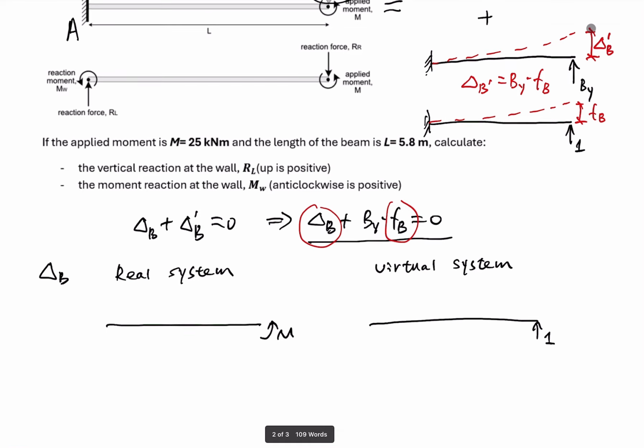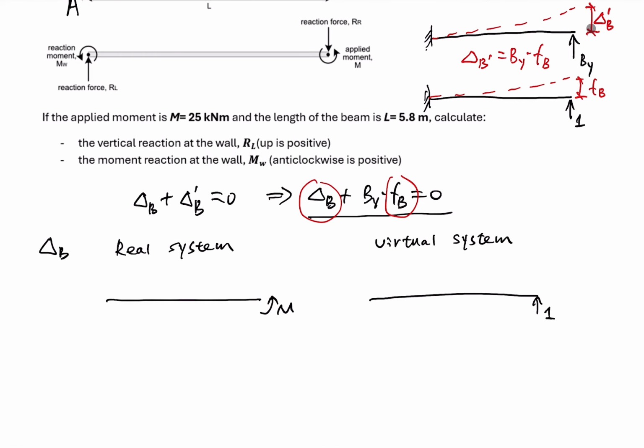For the real system and virtual system, if we want to use the virtual work method, we can write down the equation that delta B is equal to the integral from 0 to L of small m, the virtual internal bending moment, times capital M over EI, where capital M is the real internal bending moment, dx. So we need to know small m and capital M. We need to draw the bending moment diagram, and we will find the bending moment diagram like this.